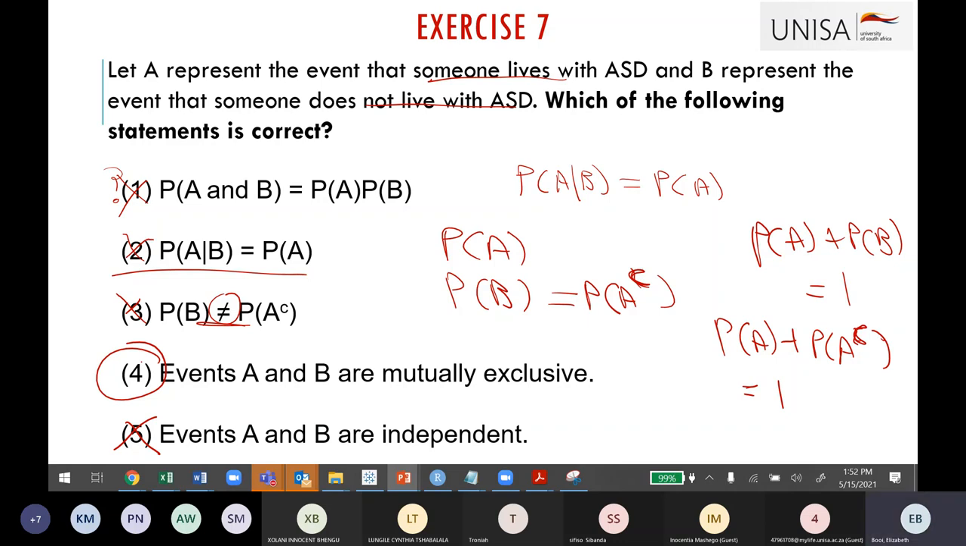You cannot be living with ASD and not be living with ASD. So you have to be one or the other. Your coin cannot be a head and a tail at the same time. It can only land on one or the other. Either it lands on the head or it lands on the tail. It can never have two in one. The same, you can never be living with ASD and not be living with ASD. So A and B in this instance are mutually exclusive.